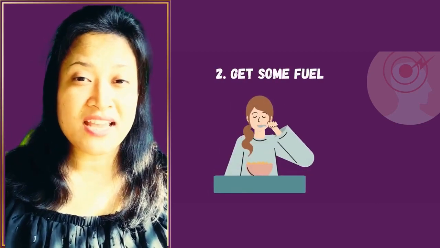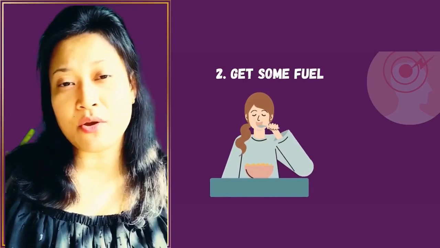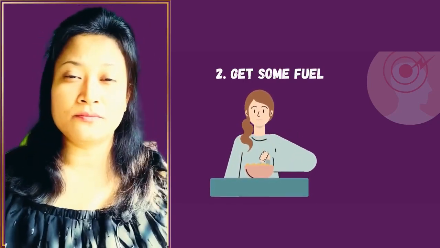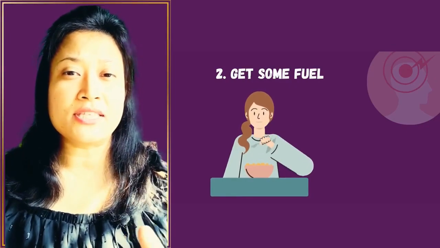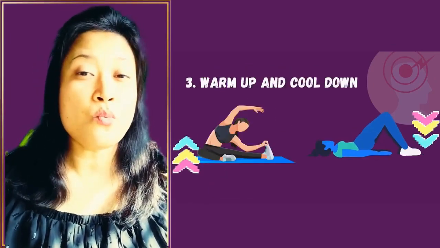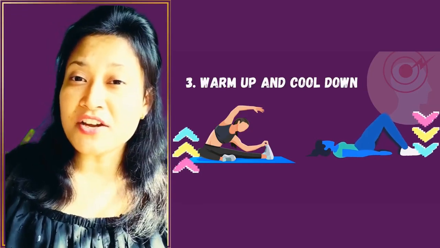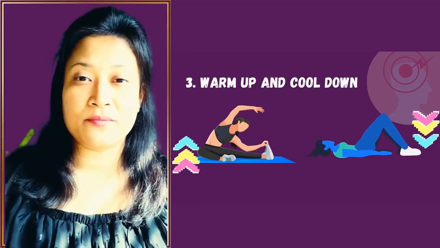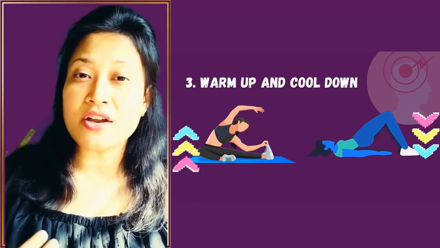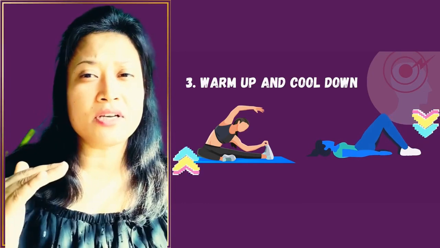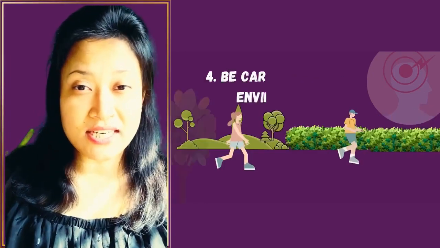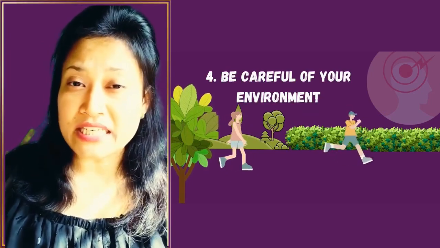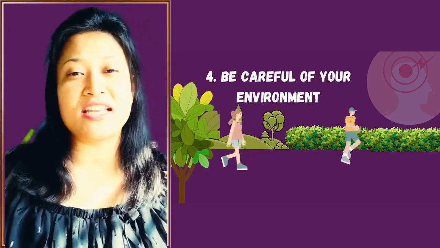Get some fuel. Exercise makes your blood sugar go down and can cause migraine. Eat 1 to 4 hours before a workout. Opt for complex carbohydrates and protein on your plate. Warm up and cool down. Start your exercise slowly, gradually increase the intensity and end slowly. This helps to regulate your heart rate and blood flow, as a sudden burst can lead to migraine. Lastly, be careful of the environment you are exercising in. A workout in heat can make you dehydrated and cause headaches.